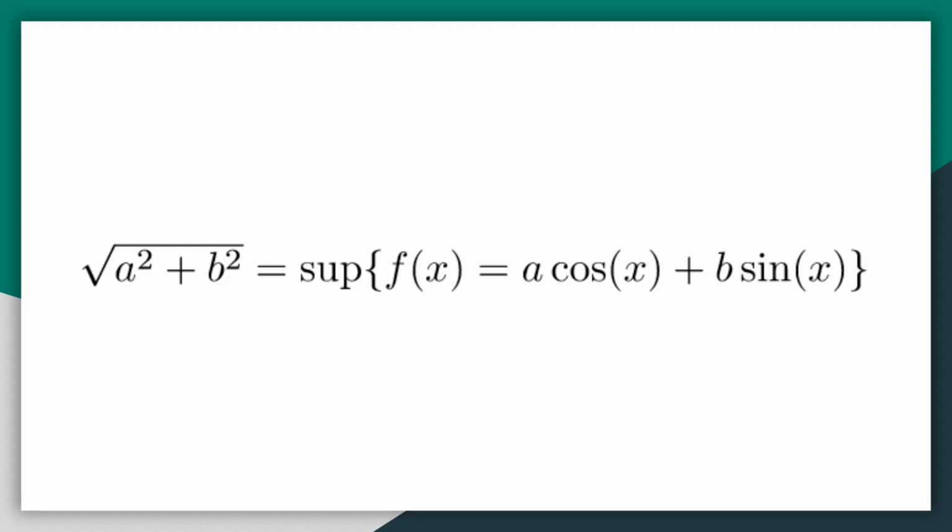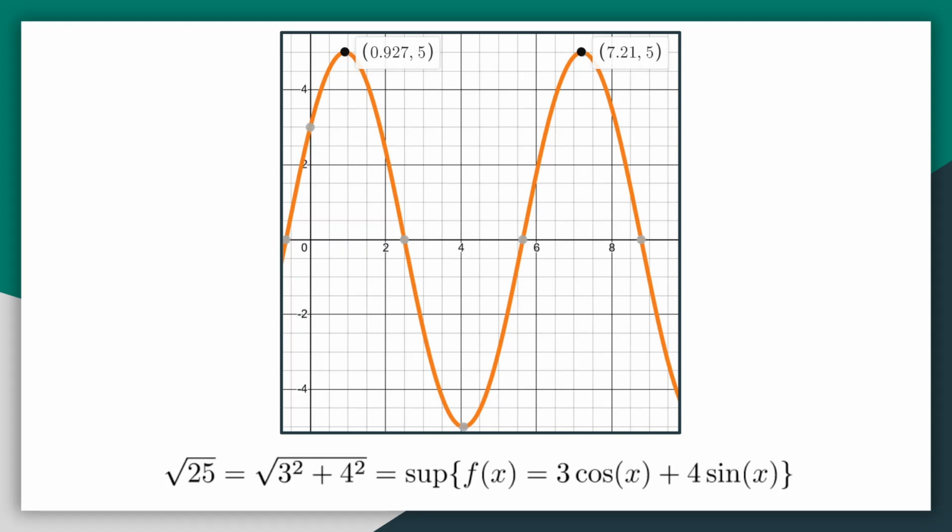The other reason for using infimum and supremum is with the square root of a squared plus b squared. It has been shown that this square root is equal to the supremum of the function f of x equals a cosine x plus b sine of x. Yet again, I don't have time for an extensive proof. So why not another example?